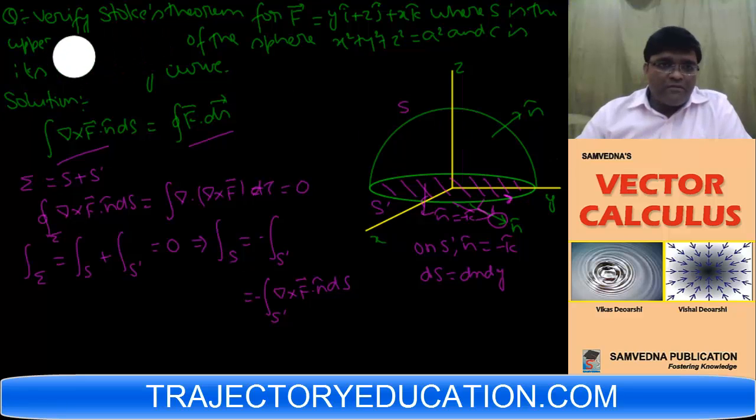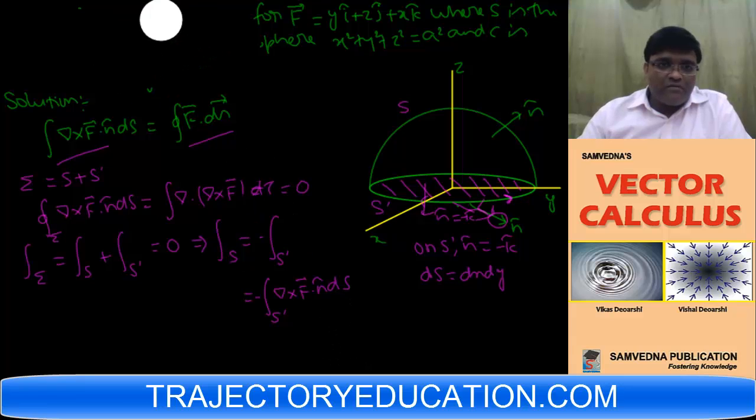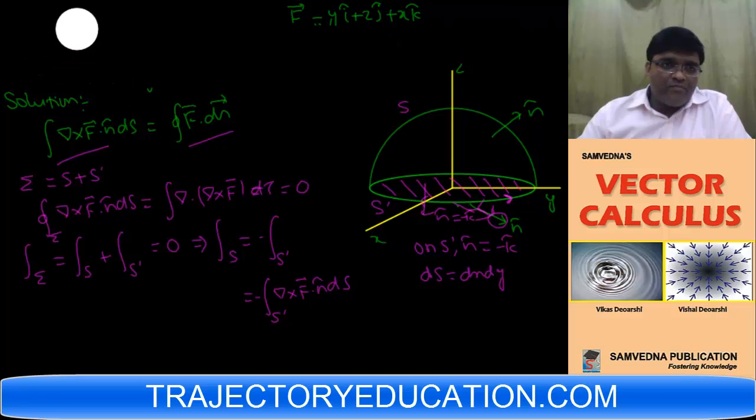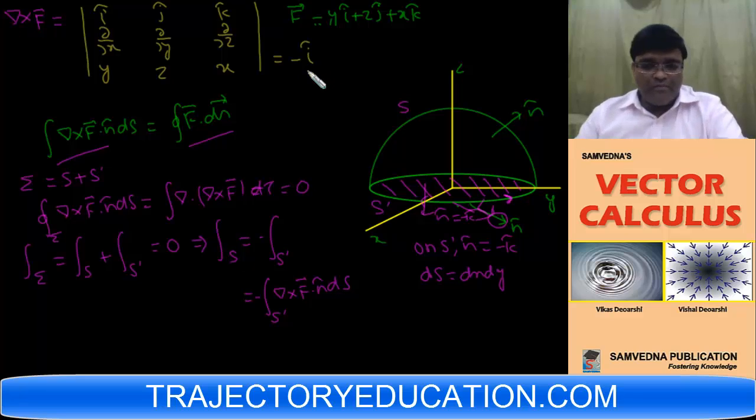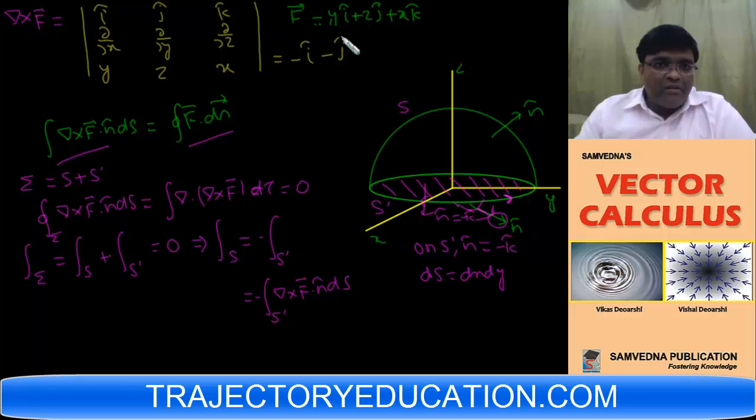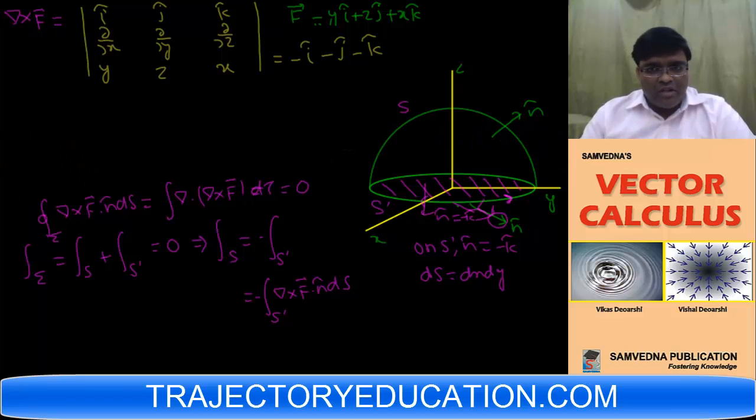So let's first calculate ∇ × F. This will be equal to the determinant with rows i, j, k; ∂/∂x, ∂/∂y, ∂/∂z; and y, z, x. So this will be equal to −i − j − k.